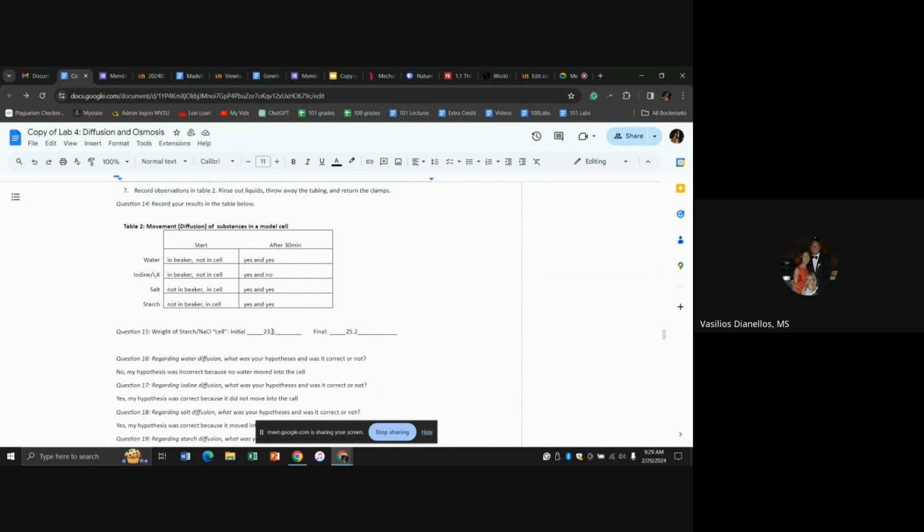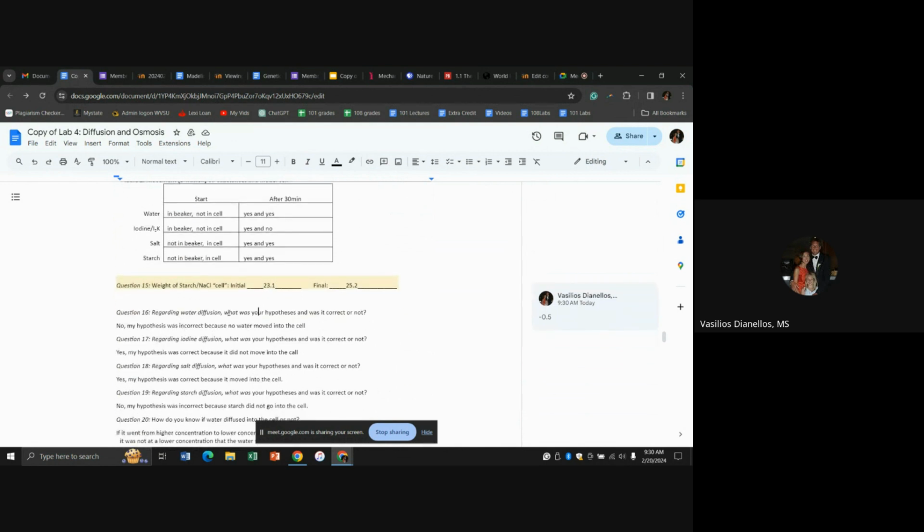We went from 2.31 to 25.2. It's good that you did that, but I have to subtract half a point here, not the full point, but half a point, because you did not include your units. So what is that? 23.1 kilograms, 23.1 grams, 23.1 ounces, 23.1 pounds, right? You have to always include your units.